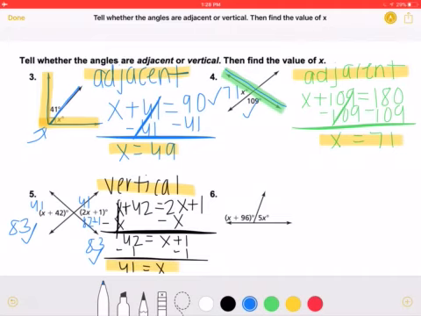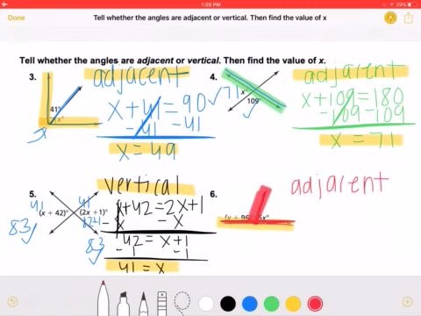All right, last example. We have this angle that is 5X, and then we have this angle that is X plus 96. Together, they're forming this straight angle. They're sharing a side, so we would call these adjacent angles. Together, they're forming a straight angle, which means together they have to equal 180.